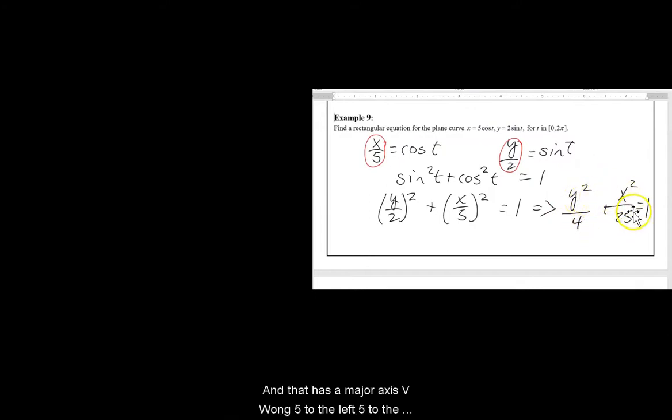and that has a major axis 5 long, 5 to the left, 5 to the right, or 10 long, and a minor axis that is 2 up and 2 down, or 4 wide. In other words, it's easy to see it's an ellipse in this form, but the restrictions are easier to get in the parametric form.